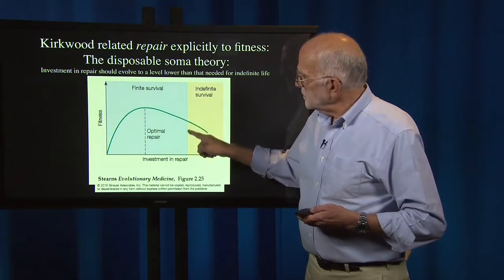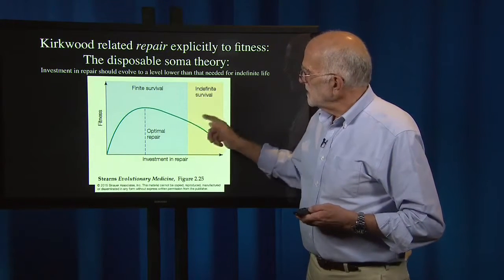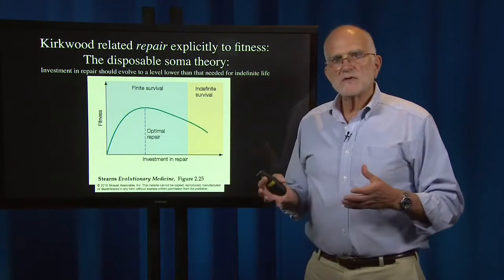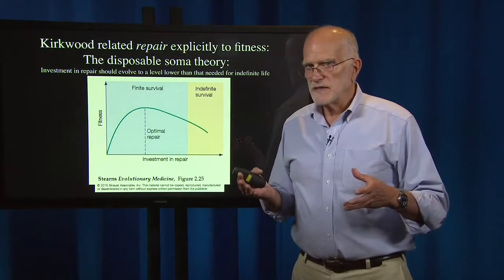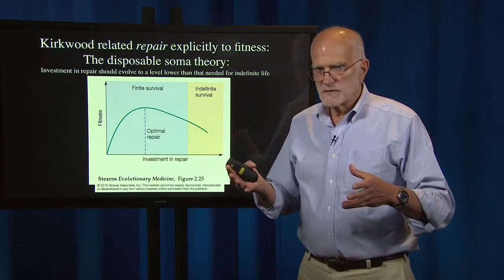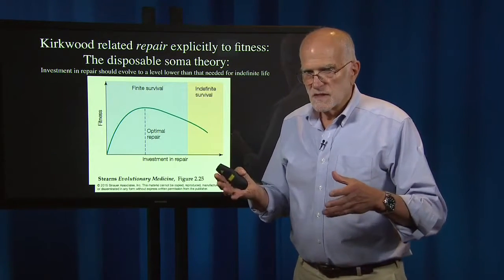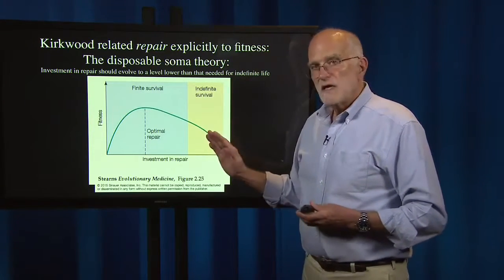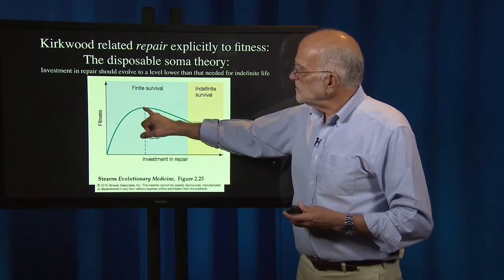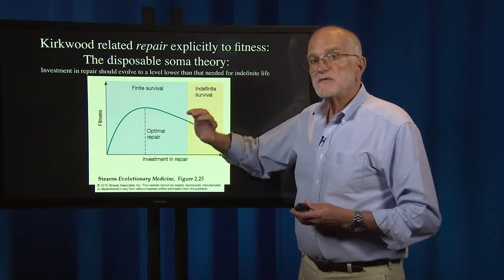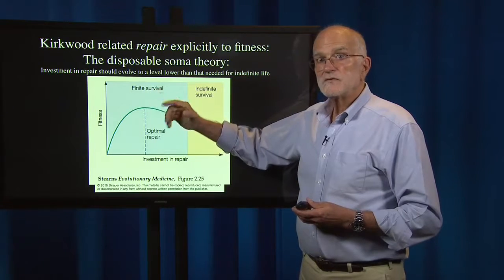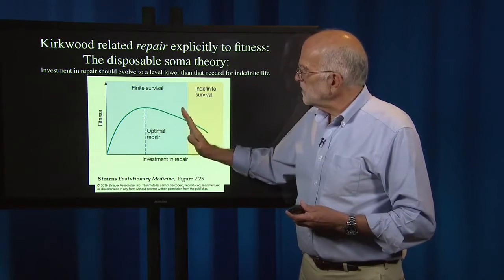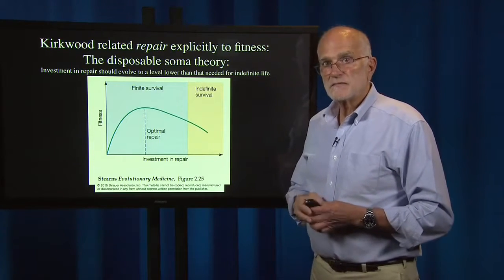If they could break through past this point, they could have indefinite survival. In other words, the idea is that there's no intrinsic limit in biological materials and repair processes on how long organisms can survive. The reason that they age is that their optimal level of repair, which is giving them their optimal contribution to future generations, is set at a lower level than that which is required for indefinite life.